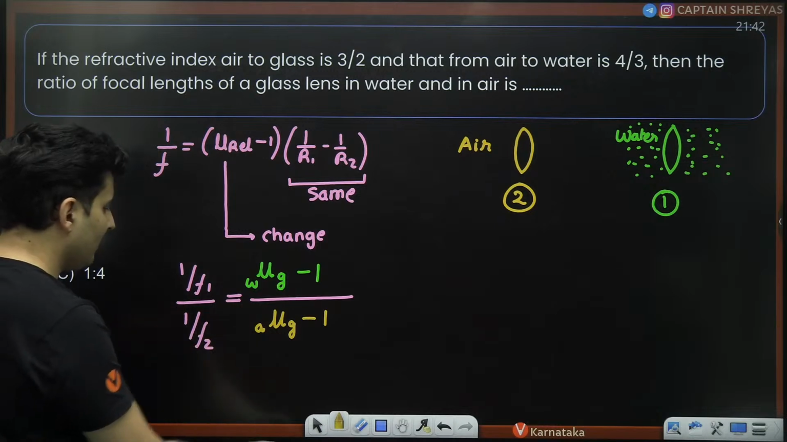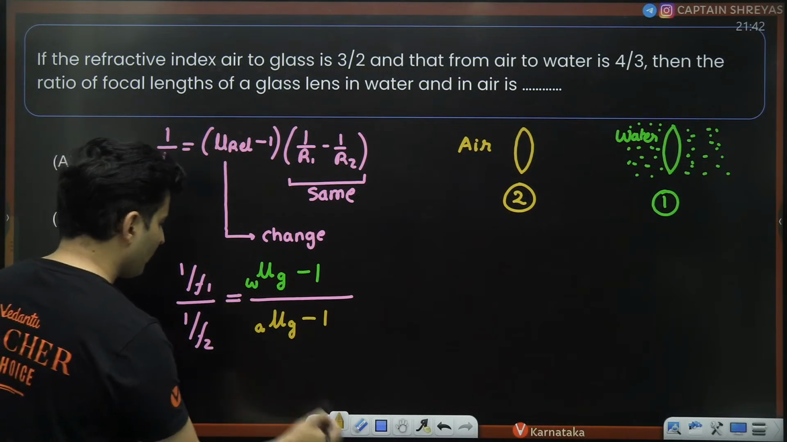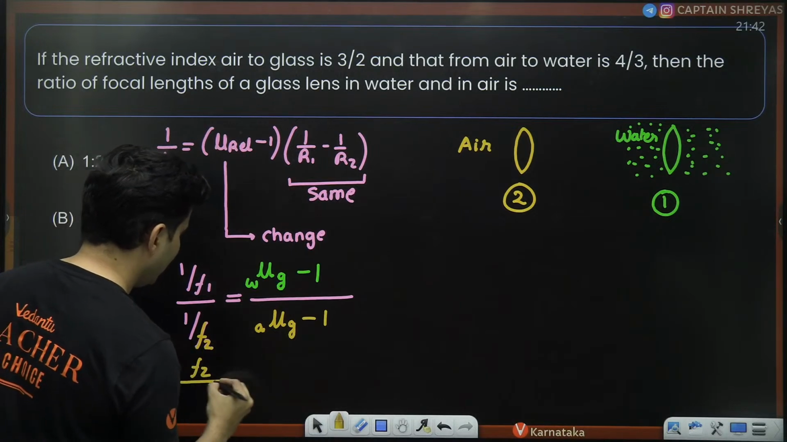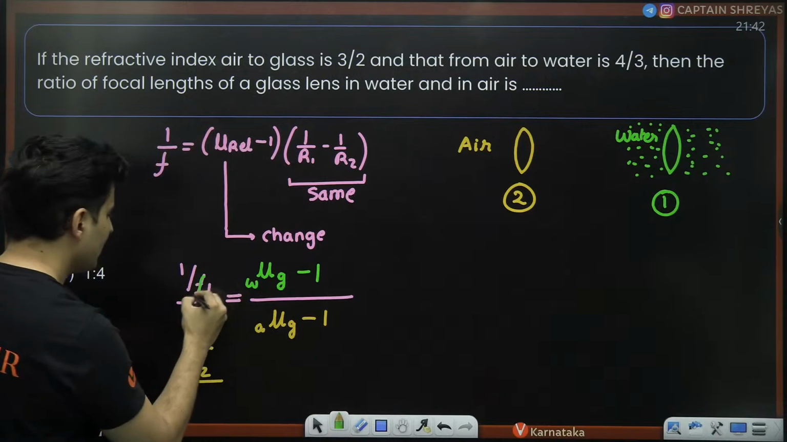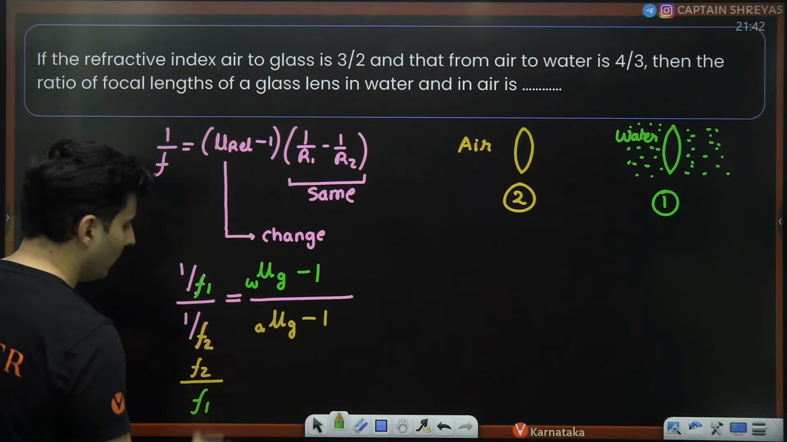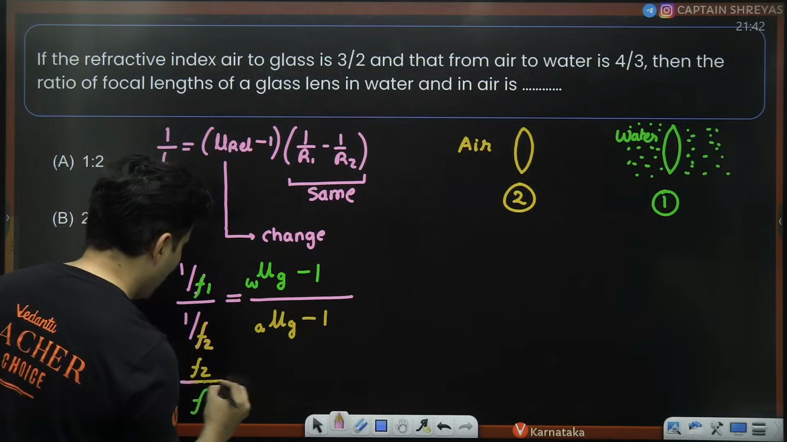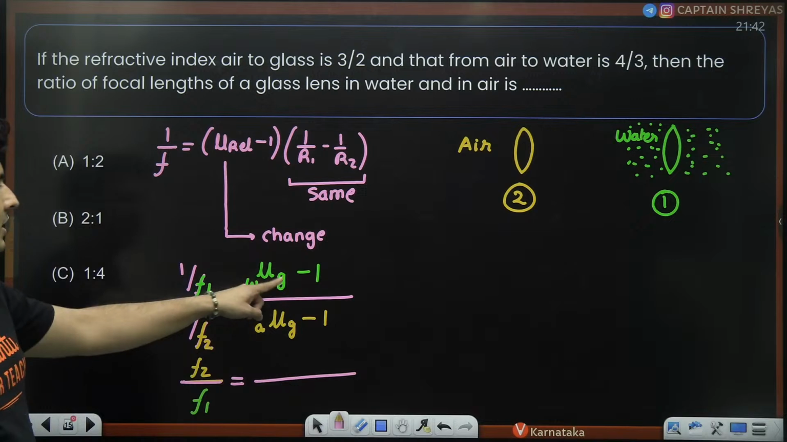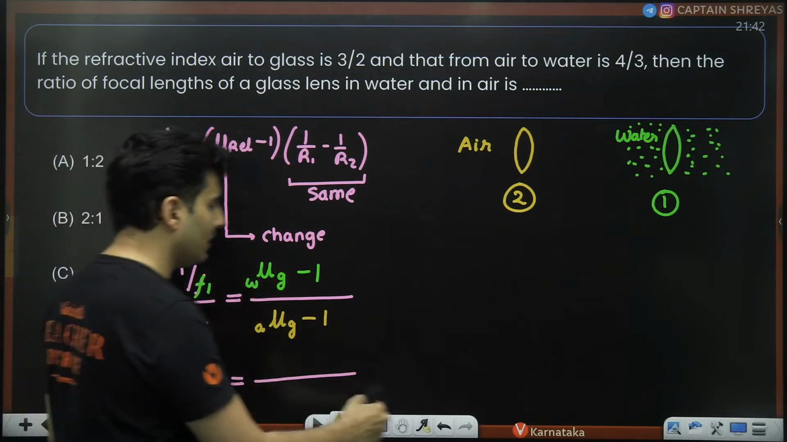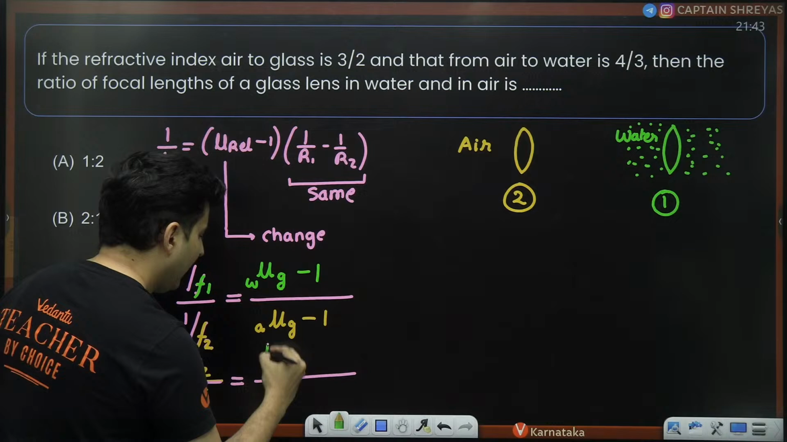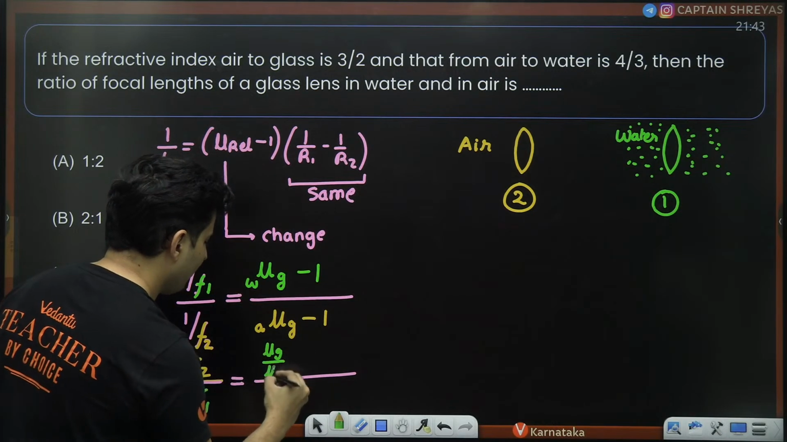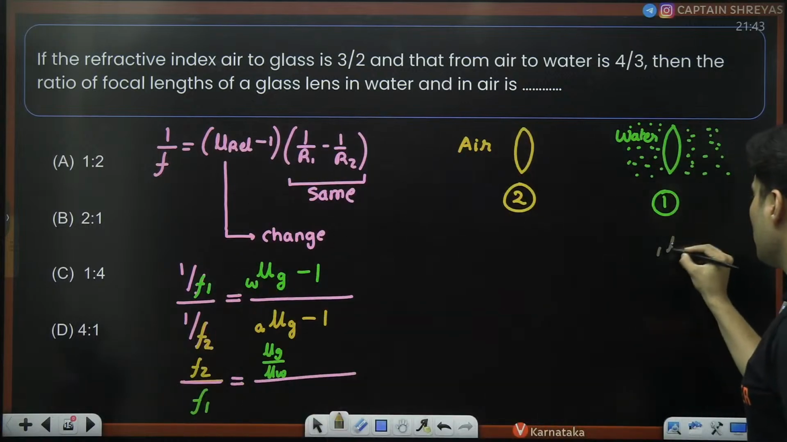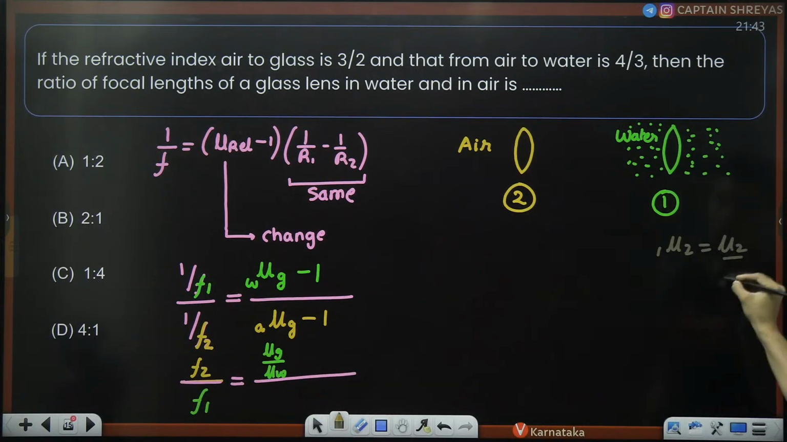So 1 by f1, 1 by f2. I think this f2 will go on the top, right? And f1 will go below. Perfecto. And what we have over here is equal to this: the relative refractive index of glass with respect to water. It is nothing but the refractive index of glass by the refractive index of water. How did I get this formula? If you recollect, 1 mu 2 is nothing but mu 2 by mu 1.